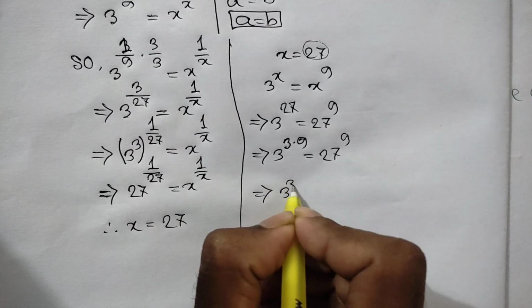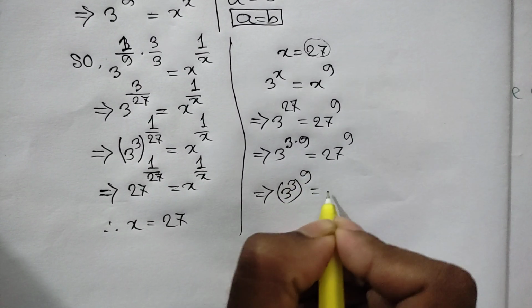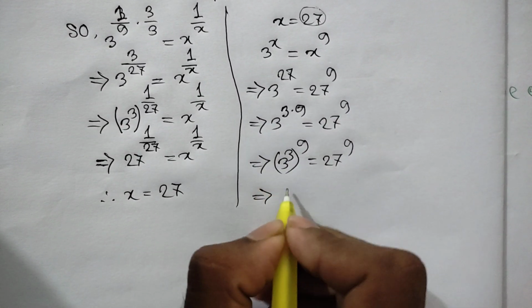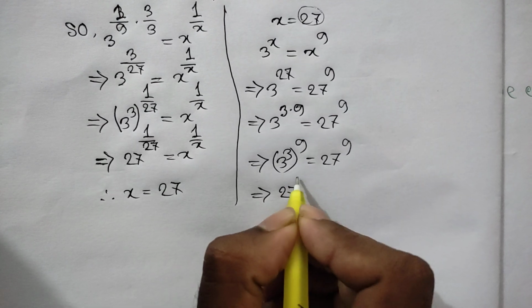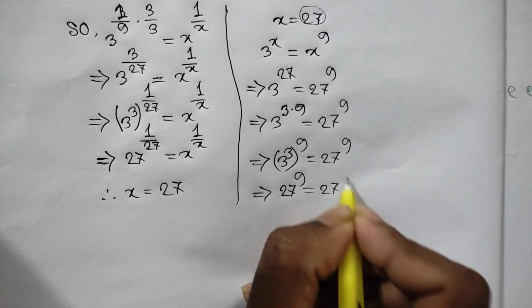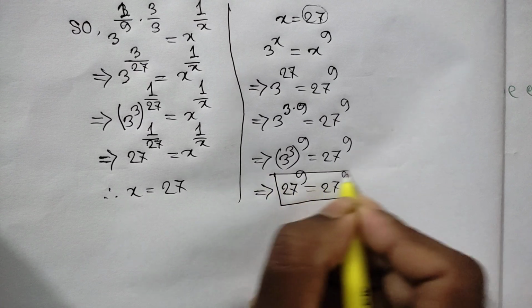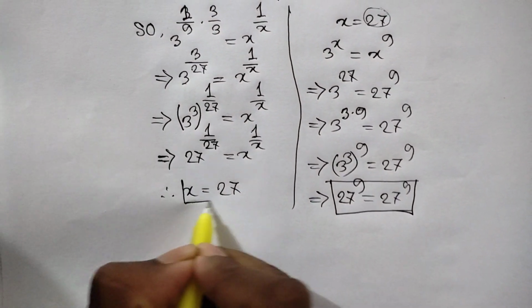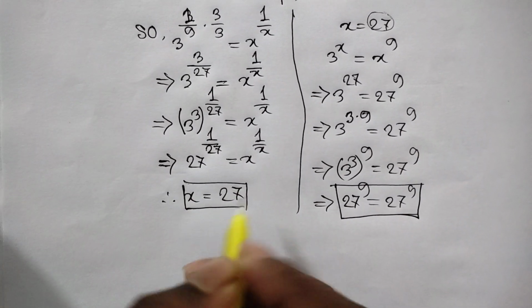Here we can write (3 to the power 3) whole power 9 is equal to 27 to the power 9. 3 to the power 3 remaining 27, so 27 to the power 9 is equal to 27 to the power 9. It is verified. So the value of x is 27.